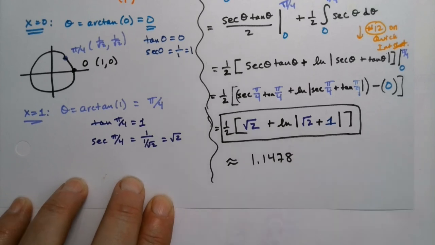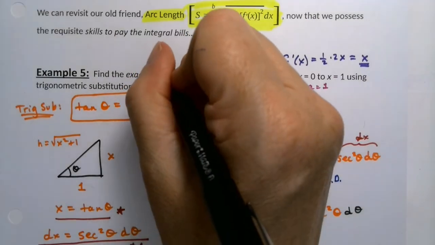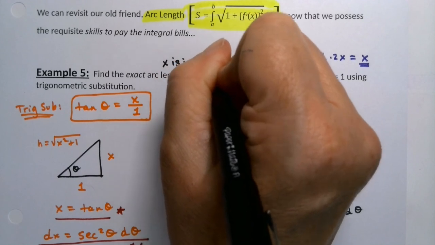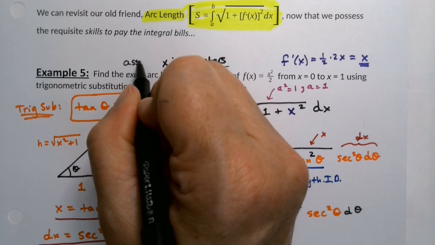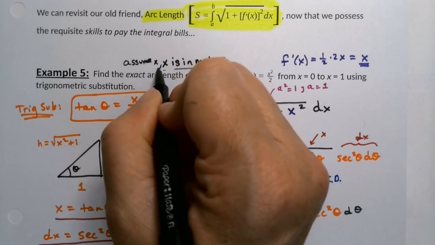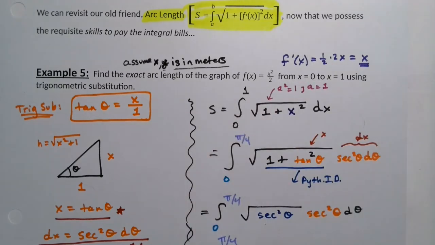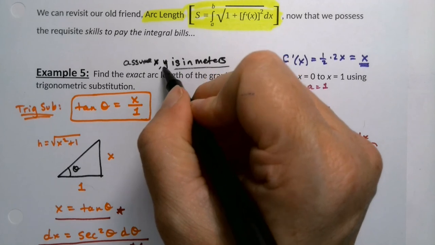Now, as for units, if they said, just for example, that x is in meters, as a matter of fact, you can assume x and y are in meters, y being your f of x, then your answer for arc length would also be in meters.